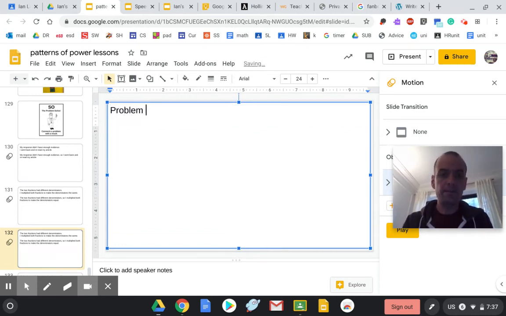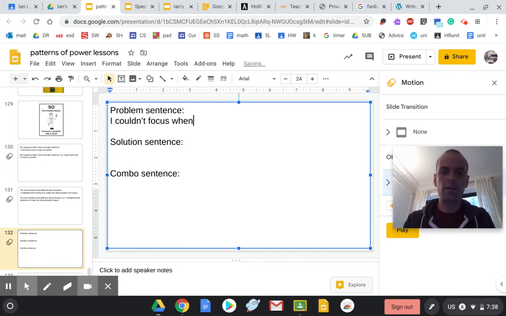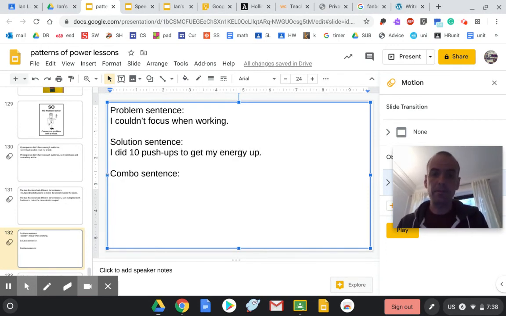So you can write it like problem sentence, solution sentence, but here's your combo sentence. This is what I would do. So I would write like, I couldn't focus when working. There's my problem. I did 10 push-ups to get my energy up. Okay, there's my solution sentence.